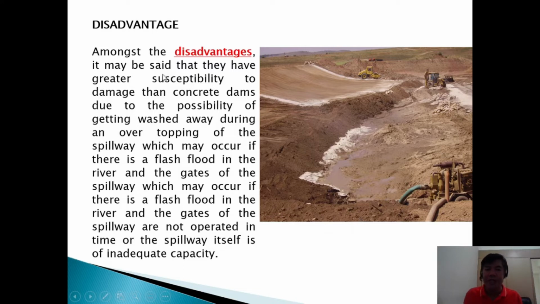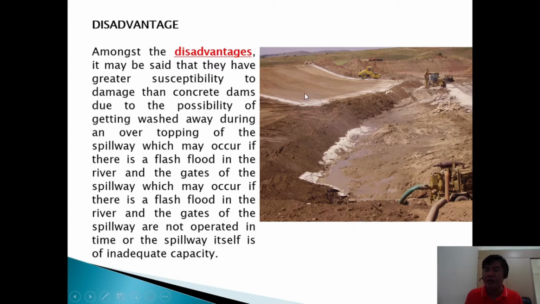It may be said that they have greater susceptibility to damage than concrete dams, due to the possibility of getting washed out during an overtopping. That's why it should be designed carefully. The one doing the analysis of the maximum flood height should be careful in analyzing the total flood height of water. Because it is susceptible to damage, the material should be checked.